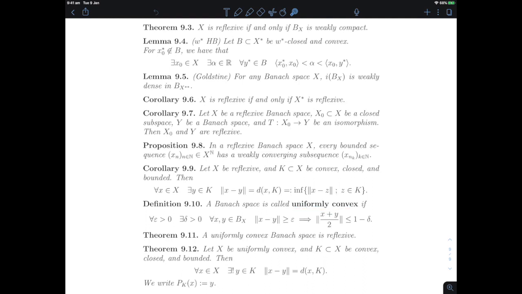This is a class of Banach spaces that's a little smaller than the class of reflexive spaces. These are some of the nicest reflexive spaces, and this includes, for instance, all of the L^p spaces where p is strictly between 1 and infinity. And we will finish off this video with a theorem that tells us that indeed in a uniformly convex Banach space there exists a unique element that realizes the distance to a closed convex bounded set, and that's what we call the projection onto the convex set K.